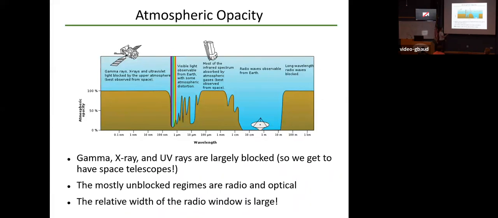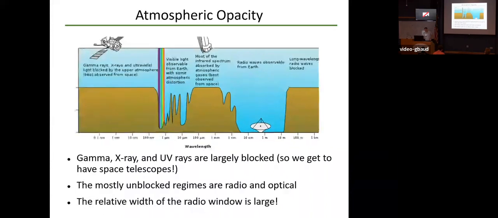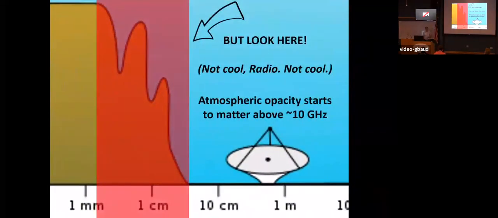But the mostly unblocked regimes are in radio and optical. And compared to the optical width here, the radio width is very large, right? We cover orders of magnitude in wavelength, whereas in the optical, it's about a half order of magnitude, right? So zoom in here. I thought radio was supposed to be immune to atmospheric absorption. What's up here? Not cool, radio, not cool.